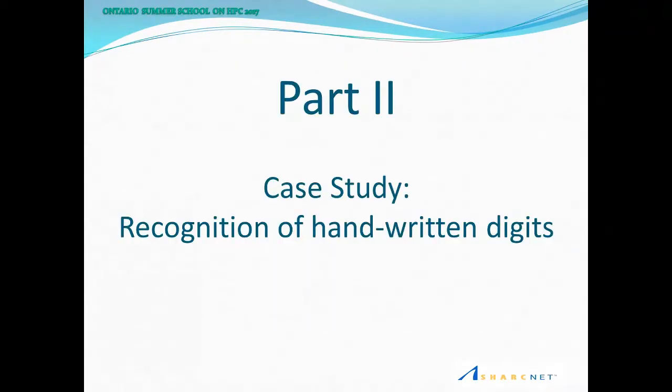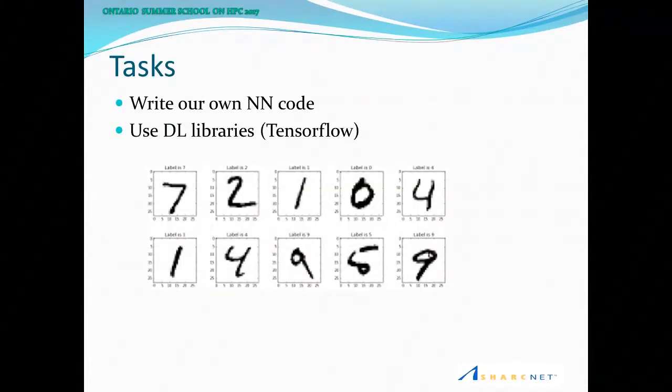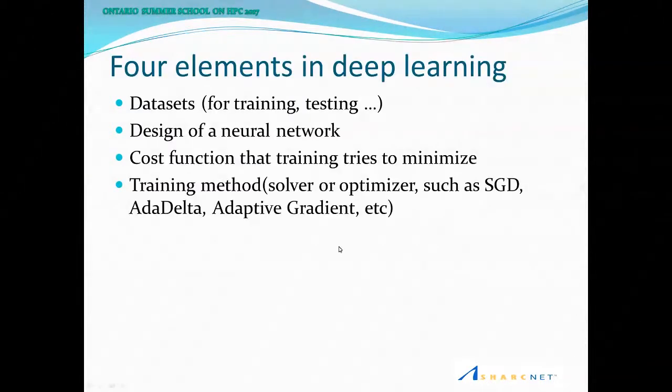Now let's go to the second part. We are going to take the recognition of handwritten digits as an example to show you how to use TensorFlow to solve this problem. Handwritten digits look something like this, just a few examples. To do this, we need 4 elements. One is the training set or the data set. Secondly, you need to decide the architecture of the neural network you are going to use.